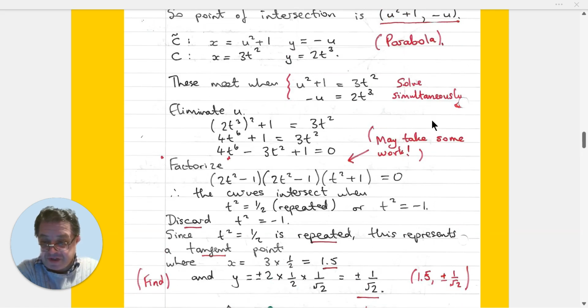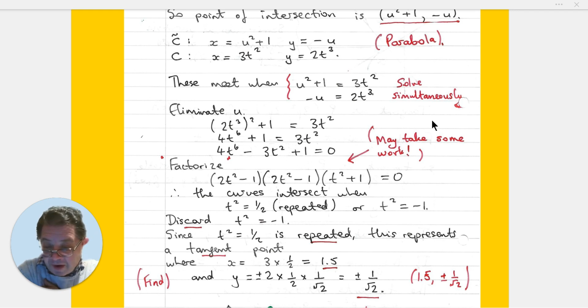So, various ways of doing this. I've eliminated u to give (2t cubed) squared plus 1 equals 3t squared, which simplifies into the equation of order 6: 4t to the 6 minus 3t squared plus 1 equals 0. That is, of course, a disguised cubic using t squared as our unknown.